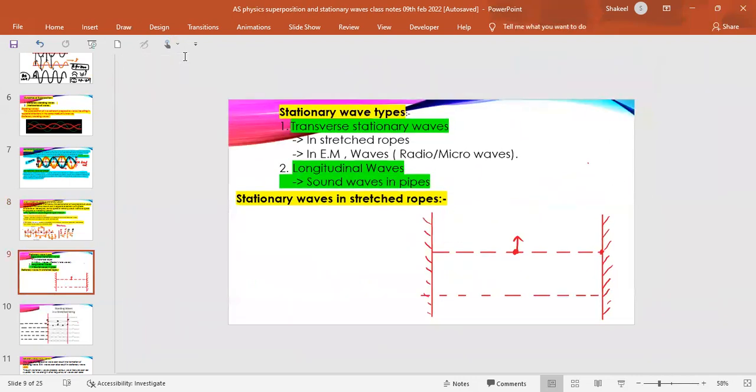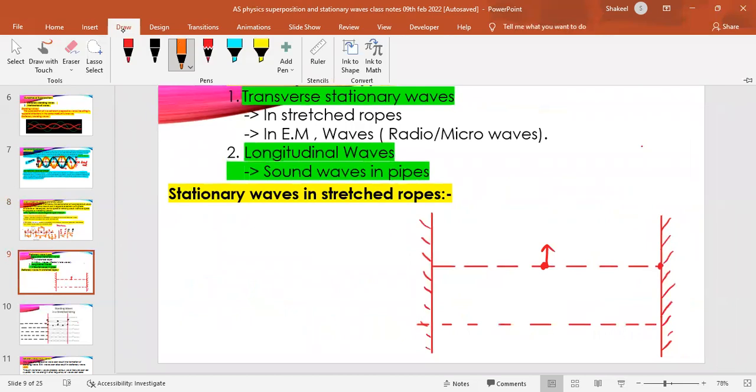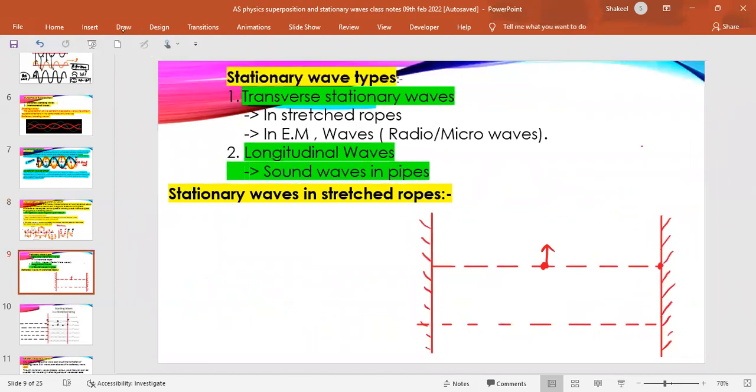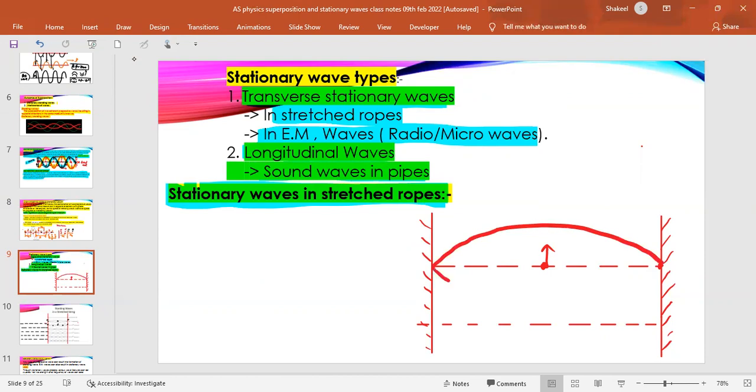Okay, now we have to look for the types of the standing waves. There are two types. One is the transverse standing wave, which is in stretched rope, and in electromagnetic waves like radio and micro waves. The other one is longitudinal wave, which is the sound waves in the pipes. Firstly, we have to study the case of stationary waves in stretched ropes. You can see here, there is a rope and you're plucking it from the middle. It is going to form a standing wave like this.